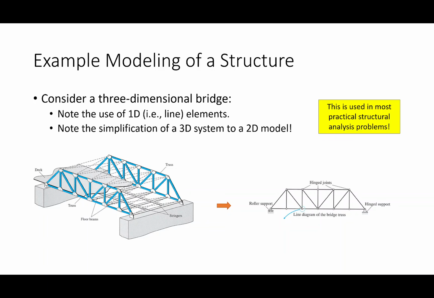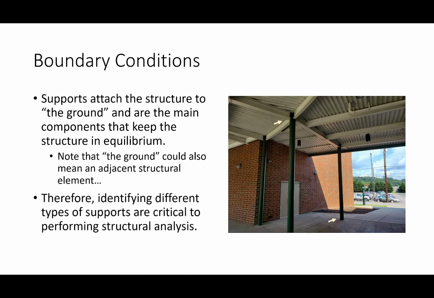Okay, so let's talk about these 1D line element models, which are going to be pretty much what we do the entire semester. One of the biggest characterizations of these models are boundary conditions. Boundary conditions, or maybe a simpler term, the supports, are the features of the structure that attach the structure to what I'll call the ground. And the ground could be the actual ground itself, or it could be an adjacent structural element.